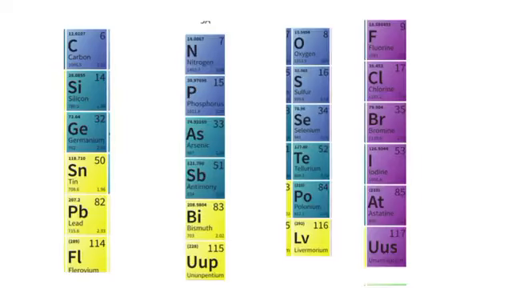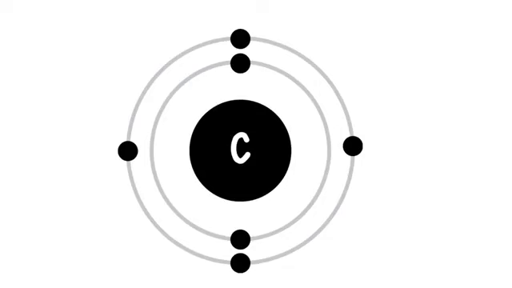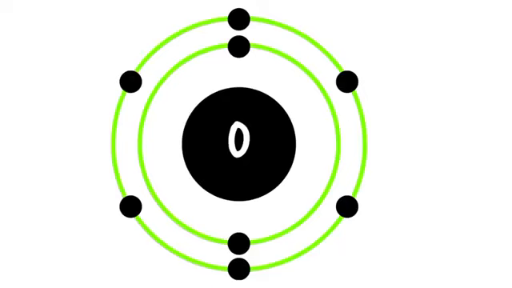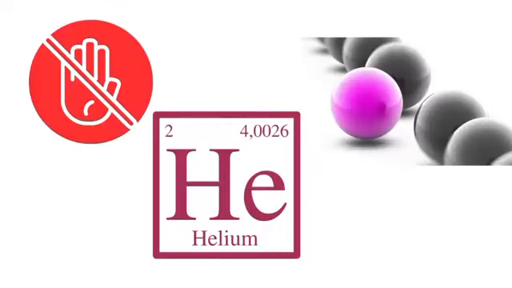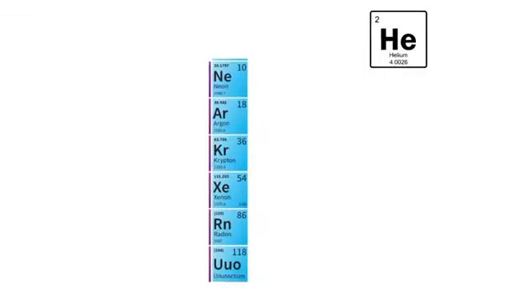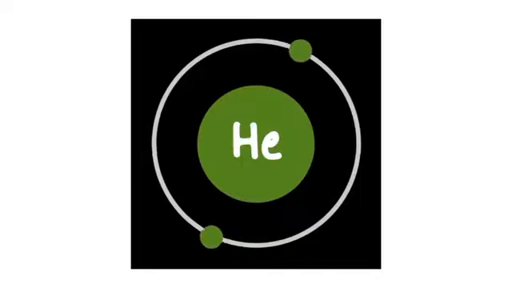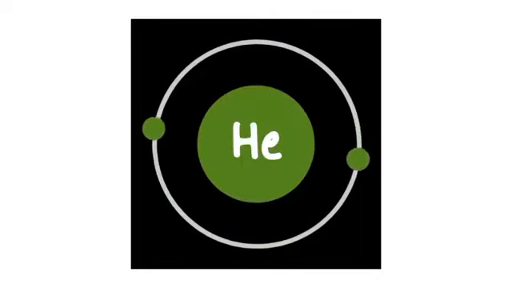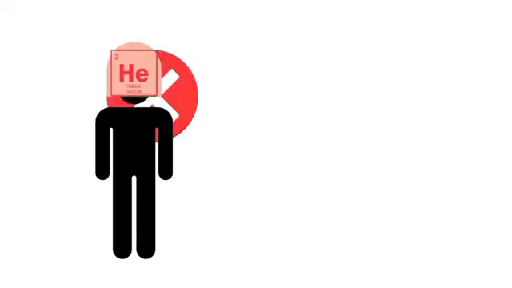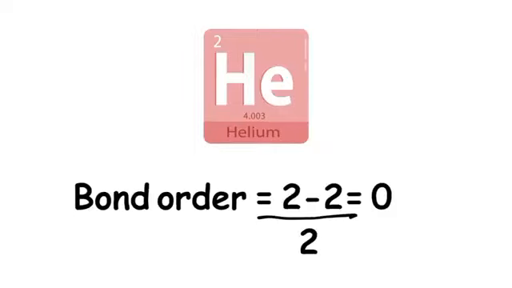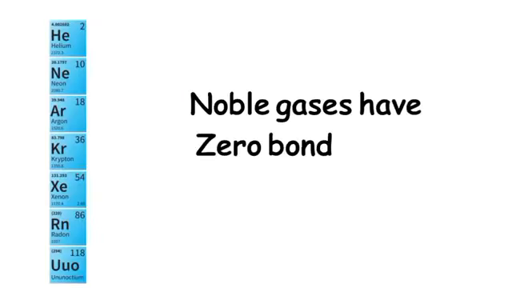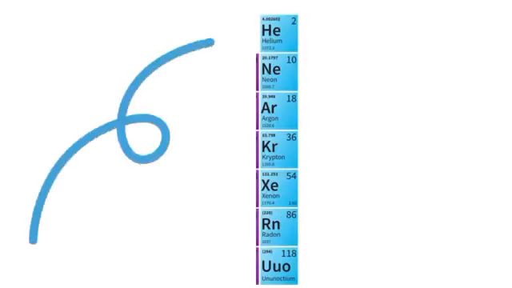Similarly, group 4A to 8A are arranged due to their outermost valence electronic configuration. But helium is exceptional case, although it is placed in group 8, but it has only 2 valence electrons and not 8 valence electrons. It is because helium is non-reactive and has 0 bond order just like noble gases. That's why it is placed in group 8.